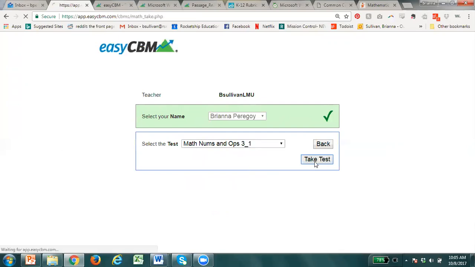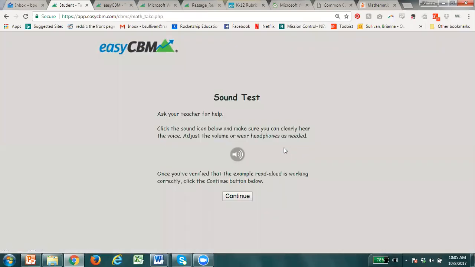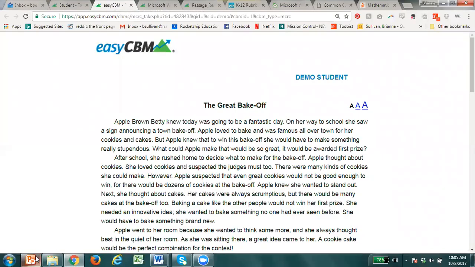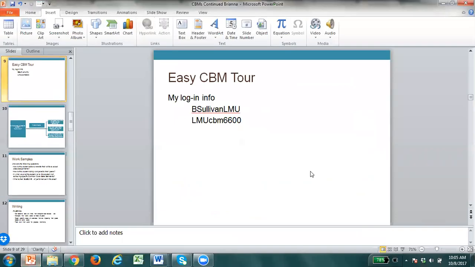They select one, go to take test, and then like I showed you before, if it's a test that reads it aloud to them, they can click here, it reads the question, they get the answer, and then there's 16 questions for this math test. So pretty quick preview of Easy CBM, but hopefully that gives you an additional tool that you can use for your case study assignment if you choose to.